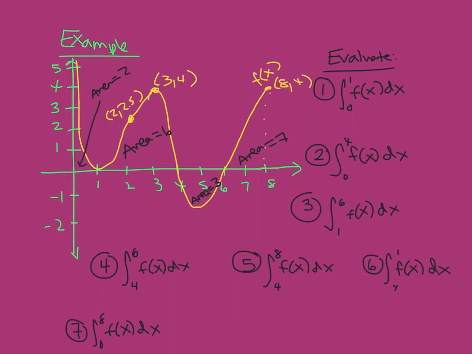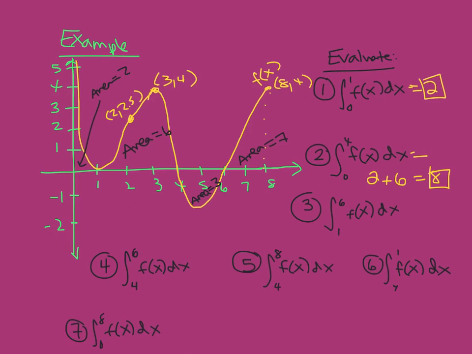Okay, so for number 1, the integral of f of x dx from 0 to 1, I told you on the side that the area underneath this shaded area right here is going to be 2. So the answer for that integral is just 2. From 0 to 4, you need to add together the area in the first part where the 2 is with the area from 1 to 4. That is going to be 2 plus 6, which is equal to 8.